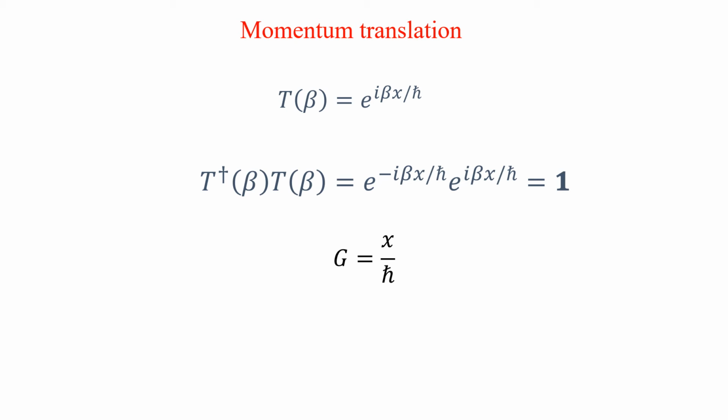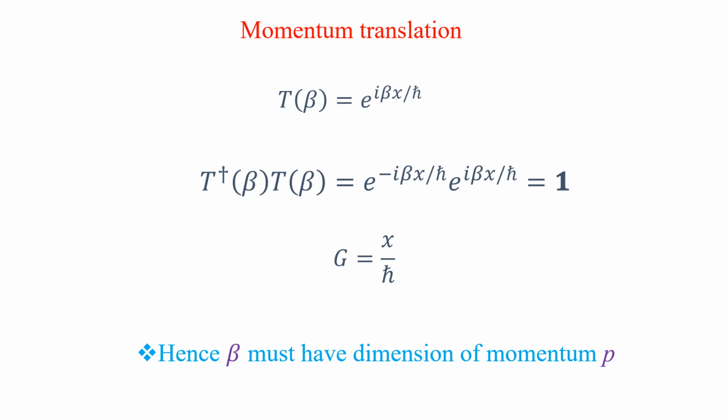Then what is the dimension of β? Because the argument of the exponential must be a dimensionless quantity, as we have seen in the previous case, β must have the dimension of momentum, so that we can add this β to the momentum. So the previous condition applies equally here also. So this is the momentum translation operator.